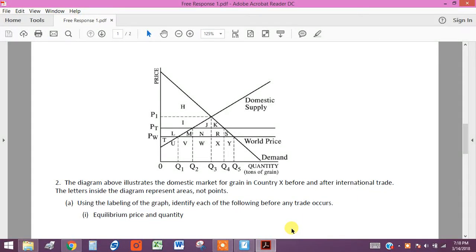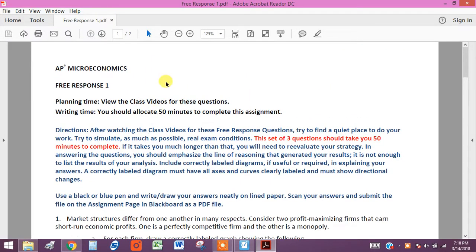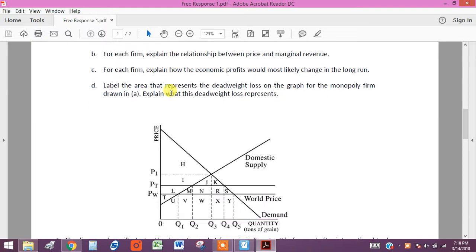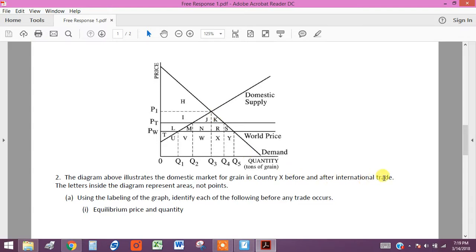Okay, we are looking at question 2 from your free response 1 assignment right here. In question 2, we are given a supply and demand graph of a country we're calling country X, and we're looking at this before international trade. So that's the way we first want to look at this graph, and we want to identify, before there's any trade at all on this graph, where the equilibrium price and quantity would be.